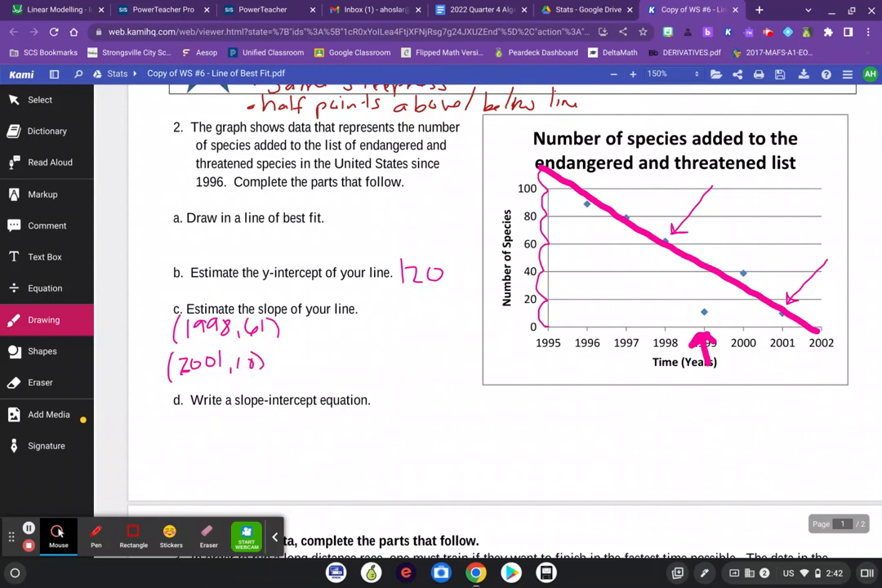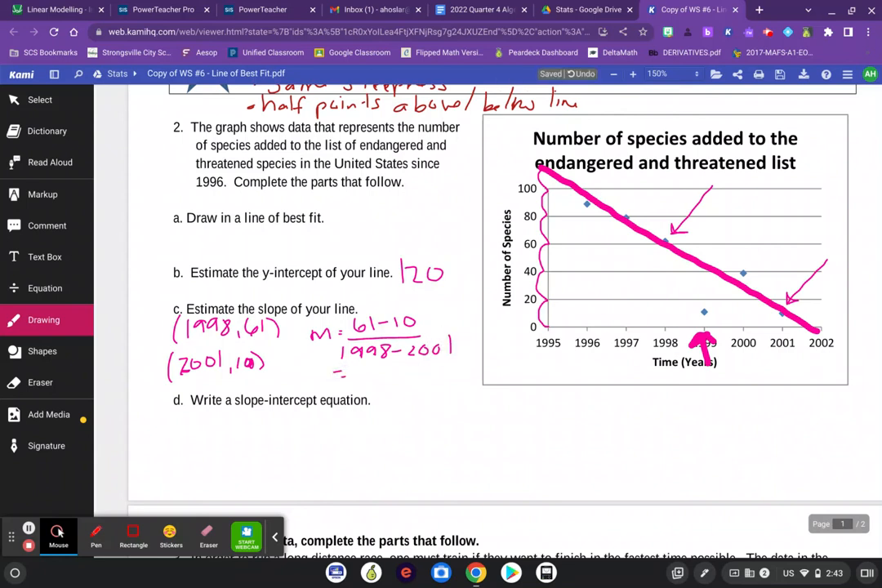Now, it really depends on where the points fall on your line, but you want to pick 2 points that are on your line, and these 2 points look like they're on my line. So your slope might be a little bit different than mine, but I'm going to go ahead and set this up. I've got 61 minus 10 divided by 1998 minus 2001.